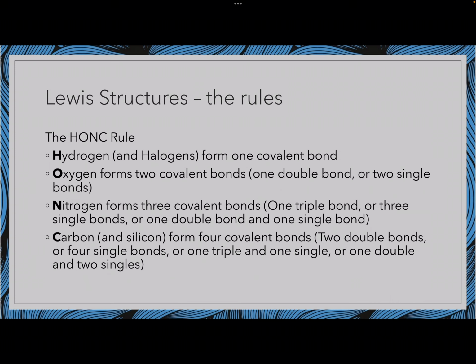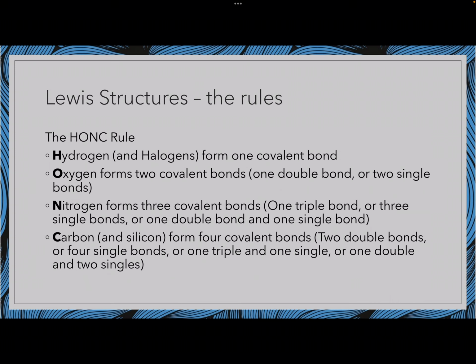HONK is hydrogen, oxygen, nitrogen, carbon. Now if we remember these, it tells us the number of bonds that each of these things can produce. So hydrogen and halogens, so the H in HONK, form 1 covalent bond. Okay, so we very rarely get anything more than a single bond to fluorine, chlorine, bromine, iodine, etc.